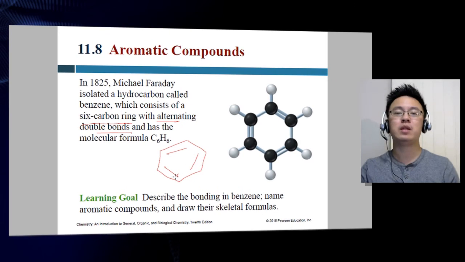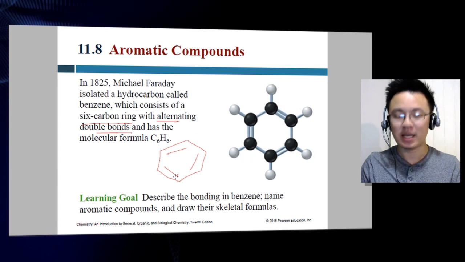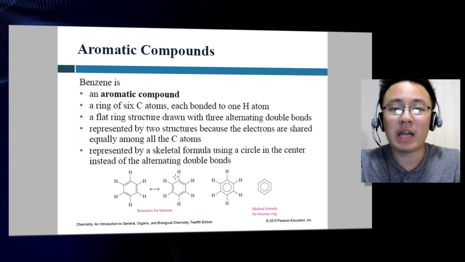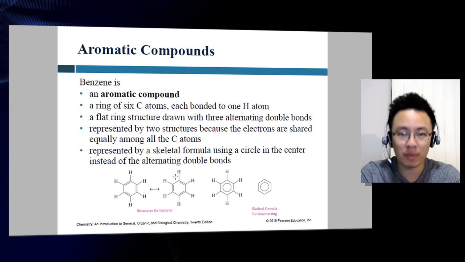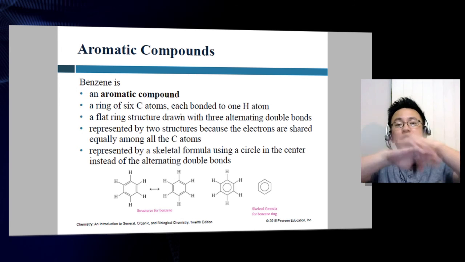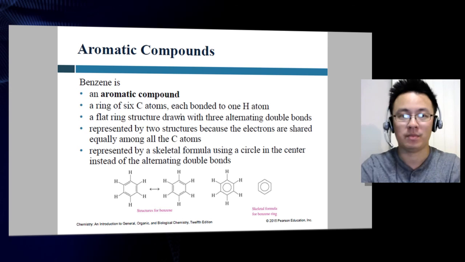That will also be resembling a benzene ring, and the molecular formula here is C6H6. Now, benzene is an aromatic compound, because aromatic means that every other bond is a double bond. A ring of 6 carbons each bonded to one hydrogen atom, and it is a flat ring structure because, remember, carbon-carbon double bonds are flat. Use your molecular models if you can't see it.